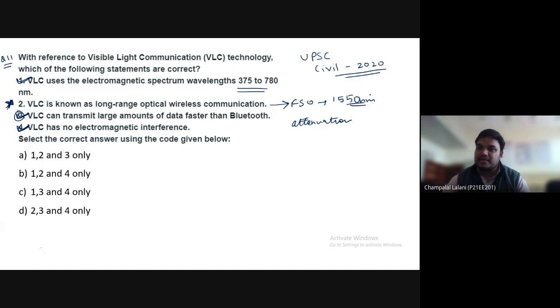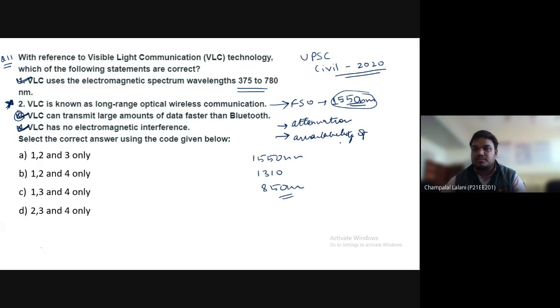And the second reason why this frequency is used is the availability of components. The components that are designed for free space optical communication are very much available at particular wavelengths, like 1550 nanometers, 1310 nanometers, or 850 nanometers. So these two reasons are the main ones why we use these particular wavelengths for long distance communications.